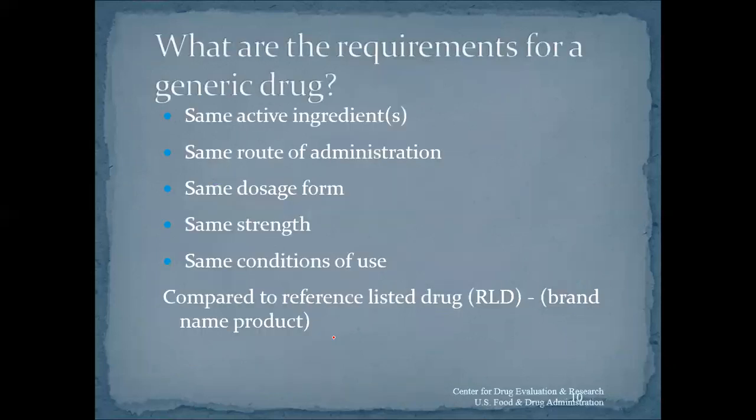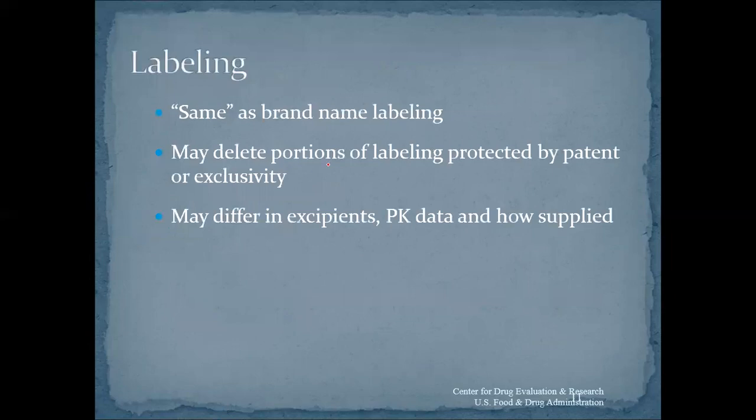Now, the basic requirement for a generic drug is that they should have the same active ingredient, they should be used by the same route, the same dosage form, the same strength, and they should have the same condition for the use as compared to the reference listed drug. So same active ingredient, same route of administration, same dosage form, same strength and same condition of use.